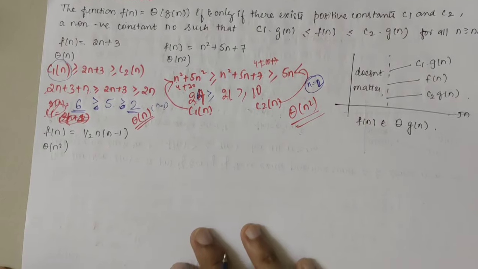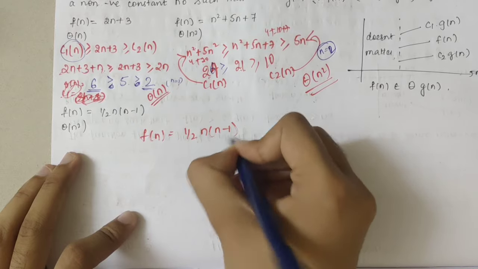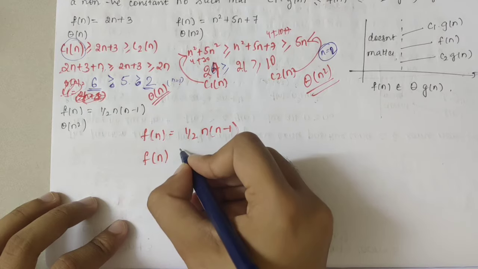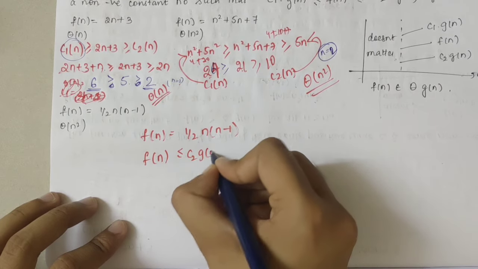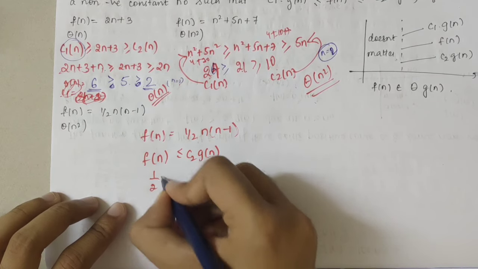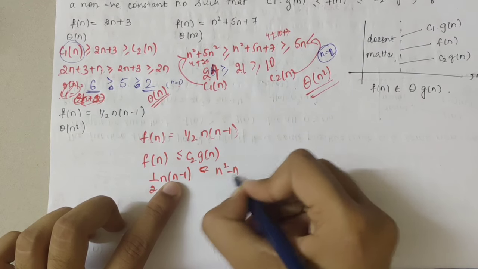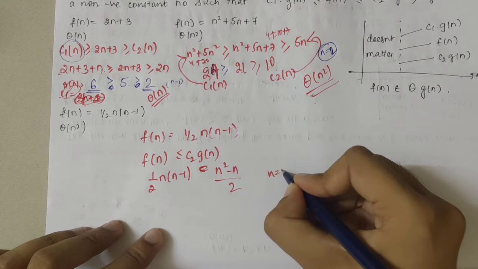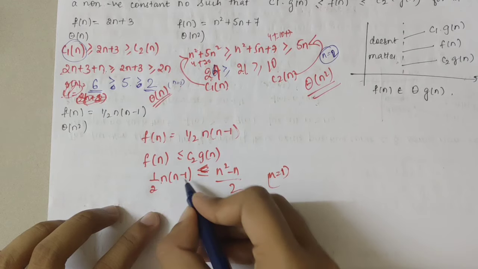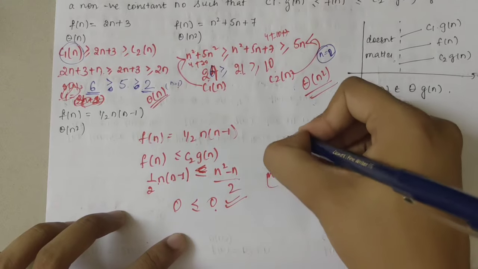Explaining the third question, I have f of n value as half into n into n minus 1. So for big O, the first part, f of n should be less than c2 of g of n, right? This is the only condition. So I can write that half into n into n minus 1 can be equal to n square minus n by 2. Now if I take n value as 1, 1 minus 1, 0, here I'll get 0, here again 0, 0 is equal to 0, satisfied. So the first part is satisfied.